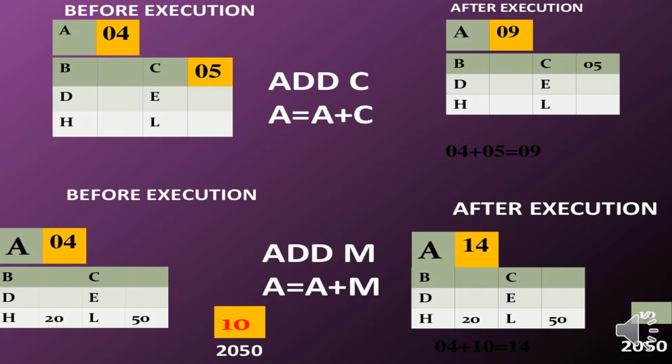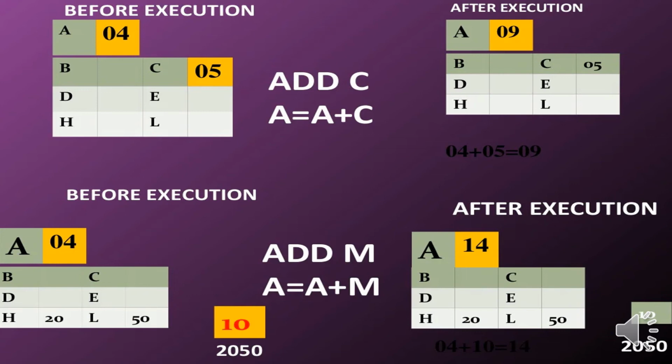The A value is 4 and the C value is 5. 4 plus 5 is 9. So the result value 9 is stored in the accumulator A, and the C register content is not altered. It remains 5. In this way, we can add data from register to register. So ADD C means the C register content value is added to the A register content value, and the result is stored in the A register. The previous A register value 4 is overwritten with the sum value.